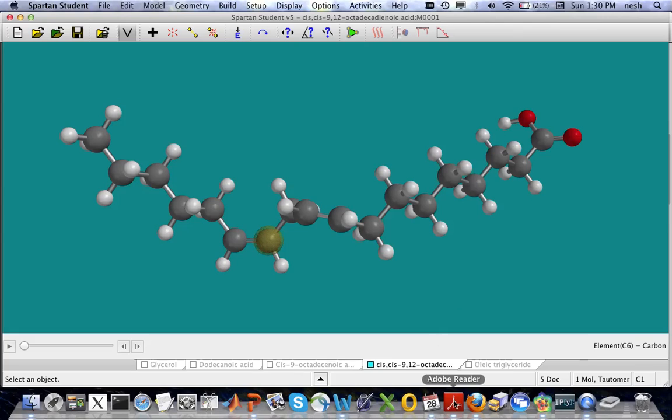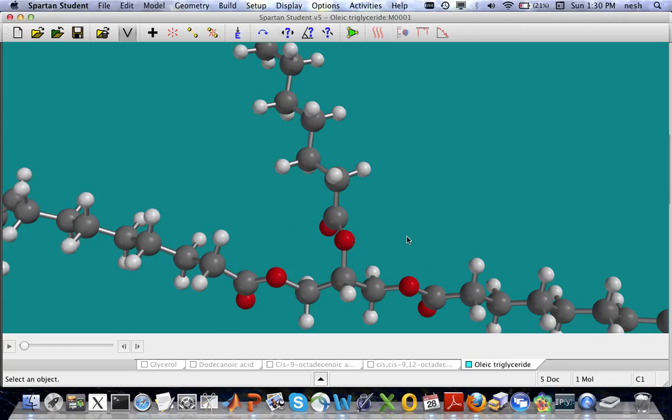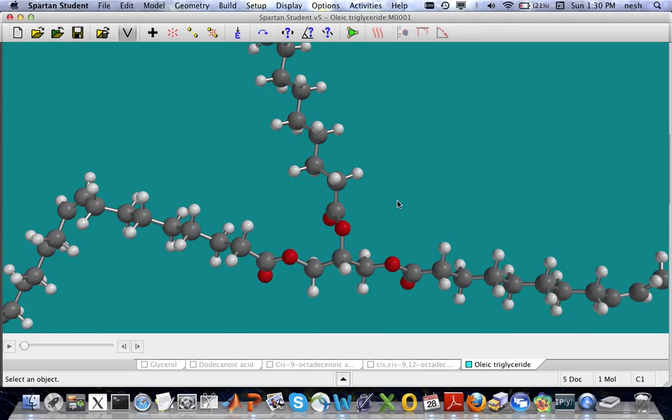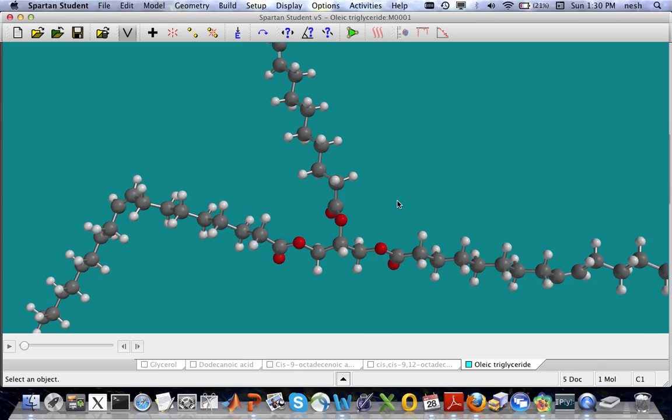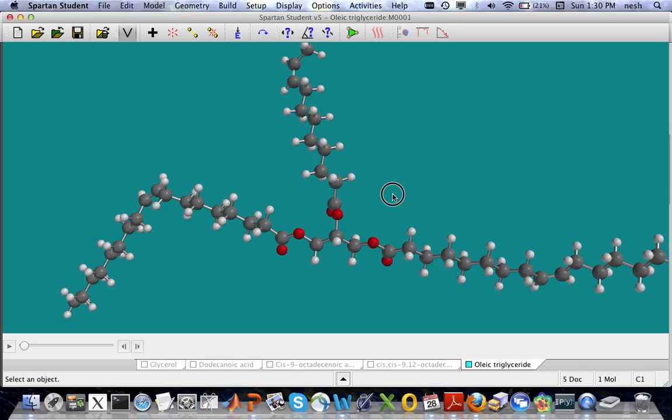Now the final item on this list is the pair of triglycerides, oleic triglyceride and palmitic triglyceride. The idea here is to see if you can distinguish various kinds of triglycerides. So here I'm going to go to oleic triglyceride, and I did want you to notice that at the heart of it is this glycerin, these 3 carbons, each with an O on each of the carbons.